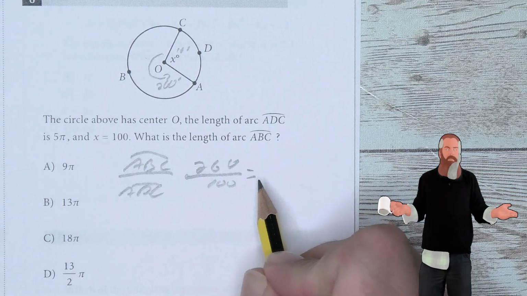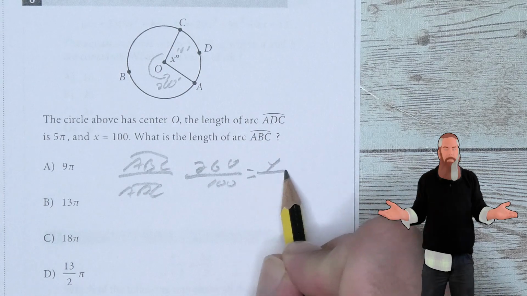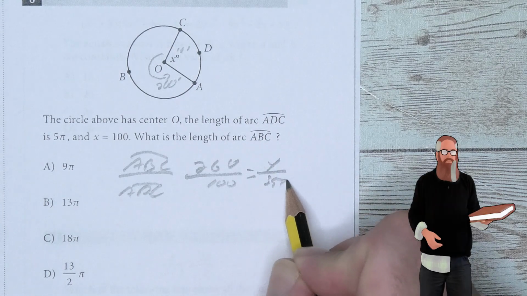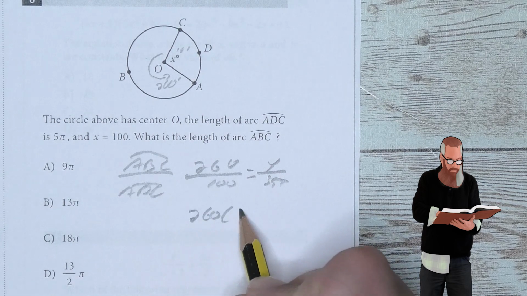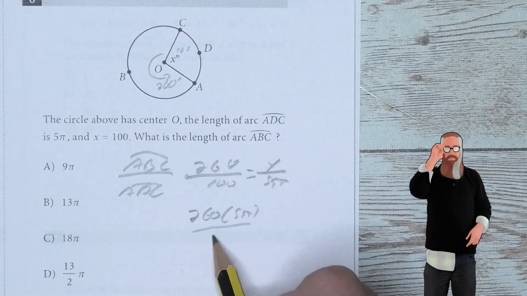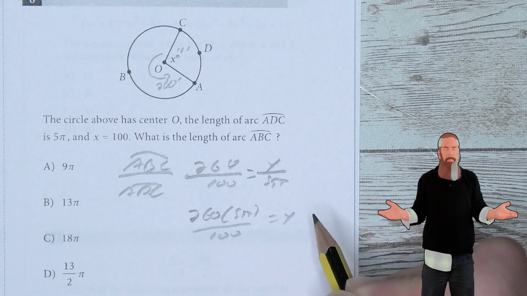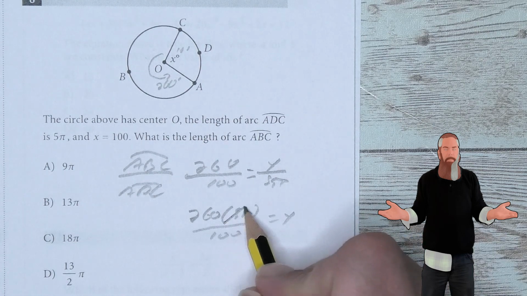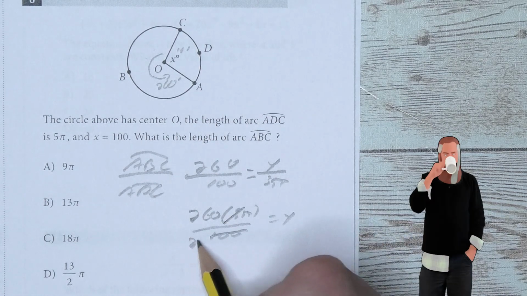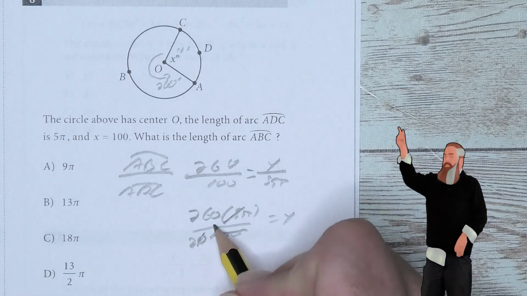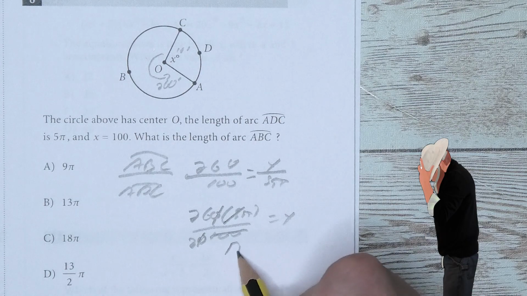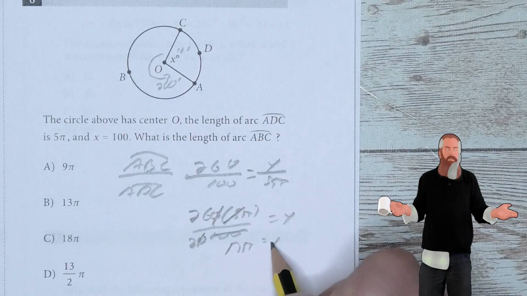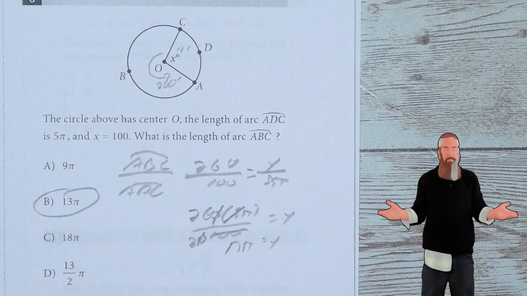Now, if we're trying to find the length of the arc, that would be y over 5 pi, which means we're looking at 260 times 5 pi divided by 100 is equal to y. Now, 100 and 5 have 5 in common, leaving a 20. We can eliminate these zeros, and then we can say 26 divided by 2 is 13. Don't forget that pi, and that is why B is the answer.